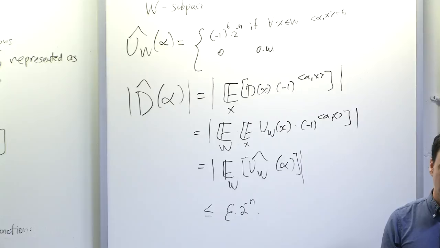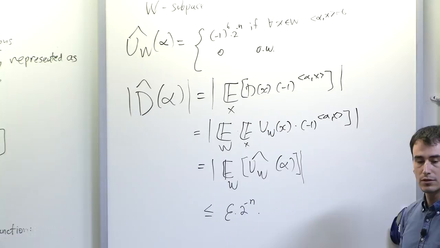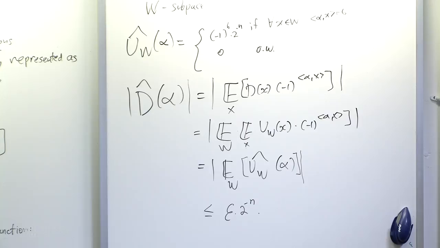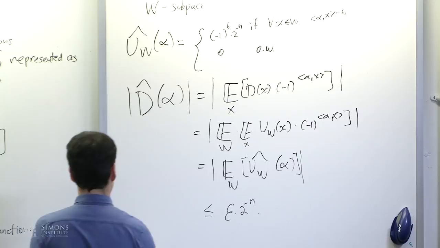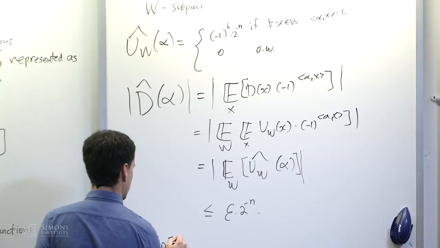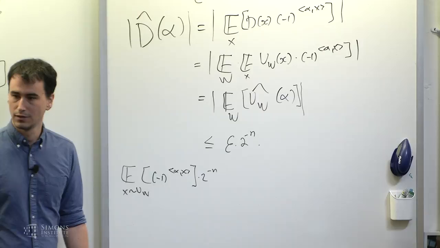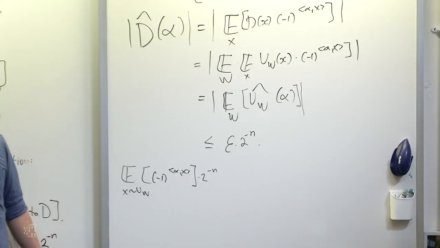Could you explain again the first property of the Fourier coefficient of UW? Why is it minus 1 to the b times 2 to the minus n? Whenever everything in x satisfies this equation, we basically take the expectation over x sampled according to UW of minus 1 to the a. This is the Fourier coefficient, more or less, maybe up to 2 to the minus n. No, the 2 to the minus n is in the expectation because that's over the uniform distribution, not over UW, but over the full space.